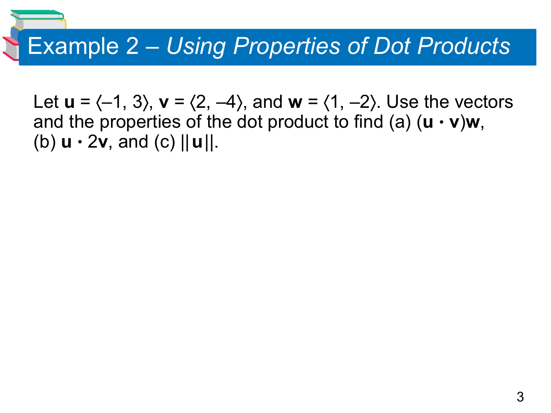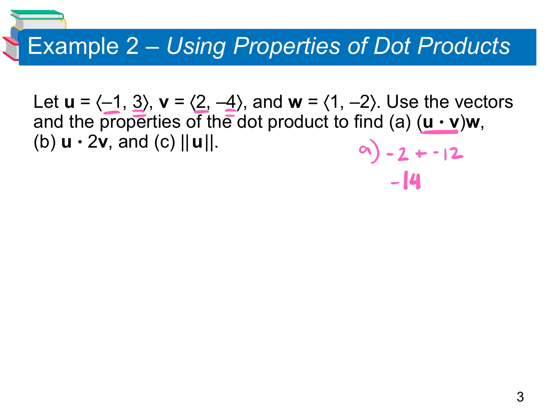Example 2, it gives us vector u, v, and w. It says use the vectors and the properties of the dot product to find u dot v times w. So for A, let's find u dot v, the dot product of u and v. So the first times the first, what's negative 1 times 2? Negative 2. Plus the second times the second, 3 times negative 4? Negative 12. What's negative 2 plus negative 12? Negative 14. So now negative 14 is our scalar.